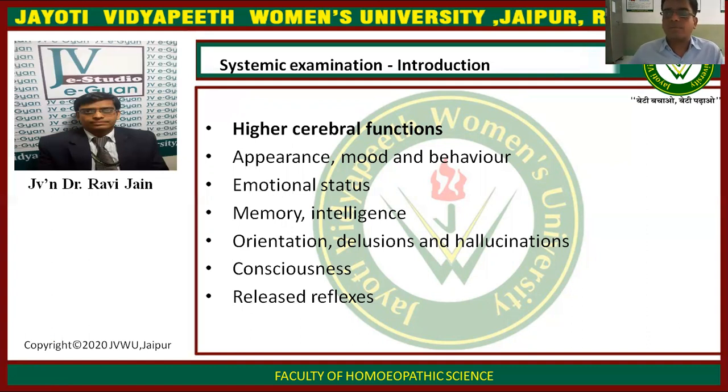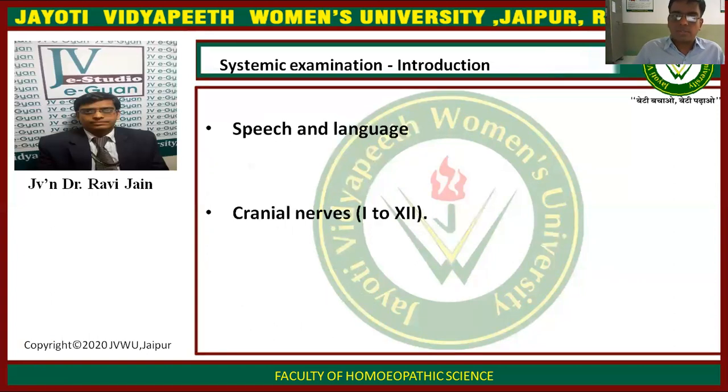So in the higher cerebral function, we have to check for the appearance, the mood and behavior. We have to check for the emotional status, memory and intelligence. We have to check for the orientation, delusion and hallucinations, consciousness, released reflexes.